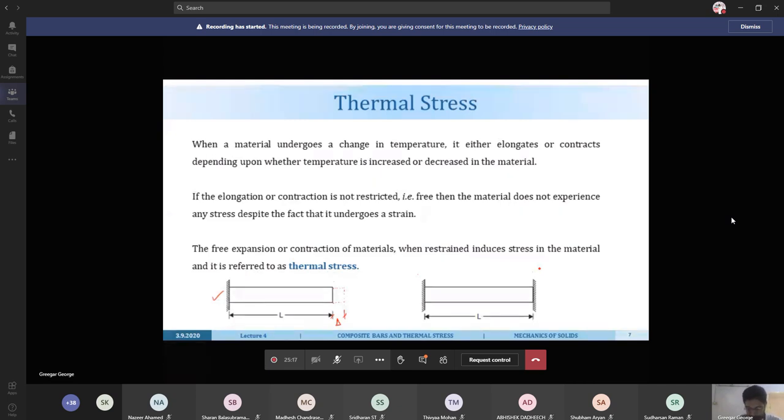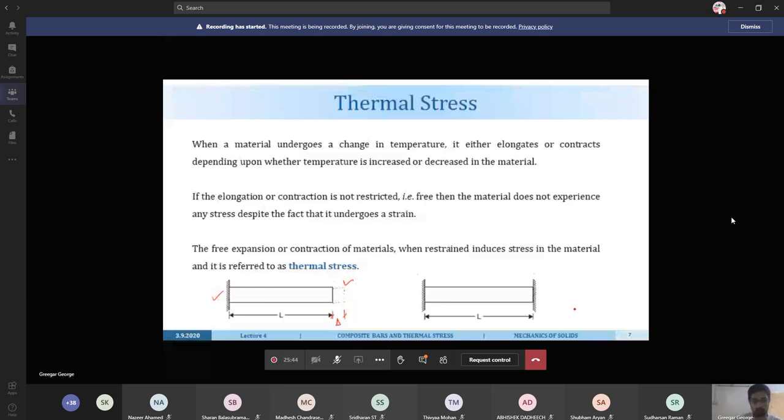So in this case, if I apply a temperature, then it undergoes a strain, but there is no stress developed here because this part is free to elongate. But in this case, there will be a stress developed at both ends. Stress will be developed in the supports, and the stress developed is called the thermal stress. The free expansion or contraction of materials, when restrained, induces some stress in the material known as the thermal stress.